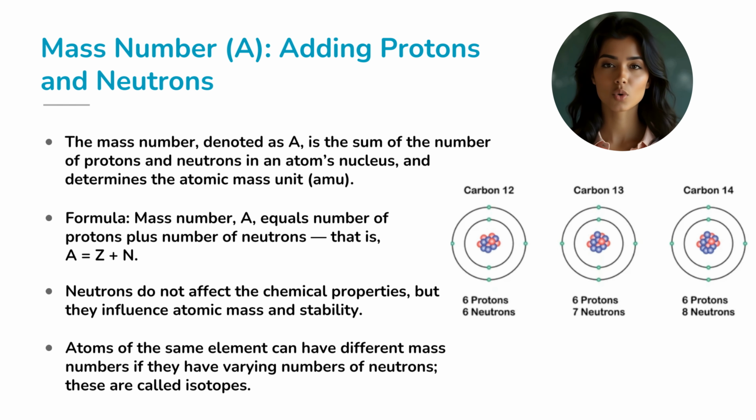Now, let's explore what makes one atom heavier than another. That's the mass number, denoted as A. Mass number is the total number of protons and neutrons in an atom's nucleus. So, mass number A equals number of protons plus number of neutrons, or in short, A equals Z plus N, where N is the number of neutrons. While neutrons don't affect the atom's chemical properties, they do influence its mass and stability. For example, two atoms of the same element can have different numbers of neutrons. These variations are called isotopes.